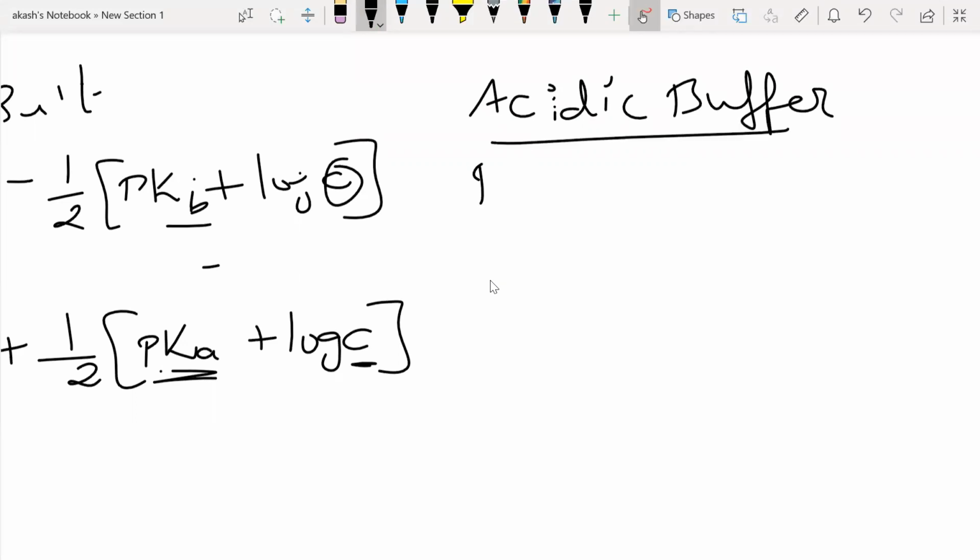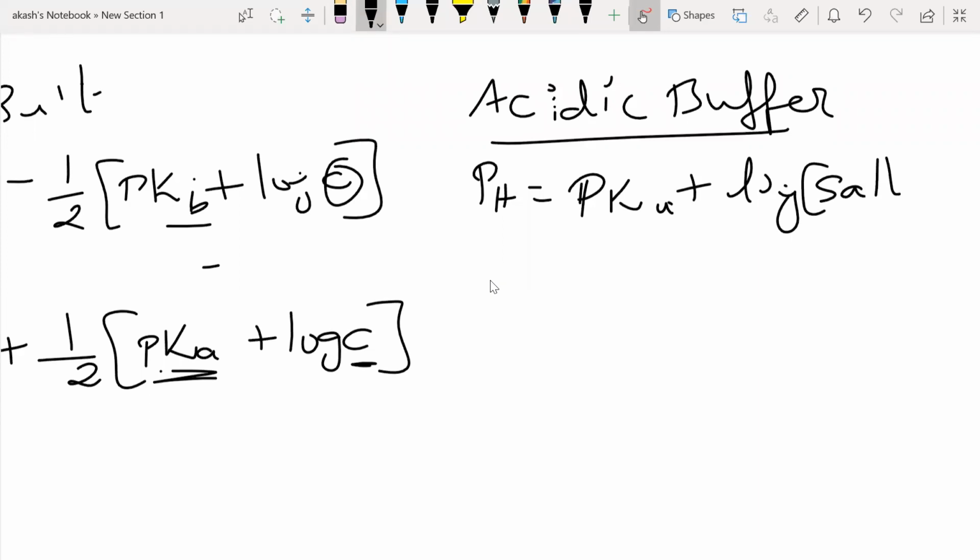Anyways, the pH of an acidic buffer is pKa plus log of salt concentration divided by the acid concentration. That is the pH for acidic buffers.